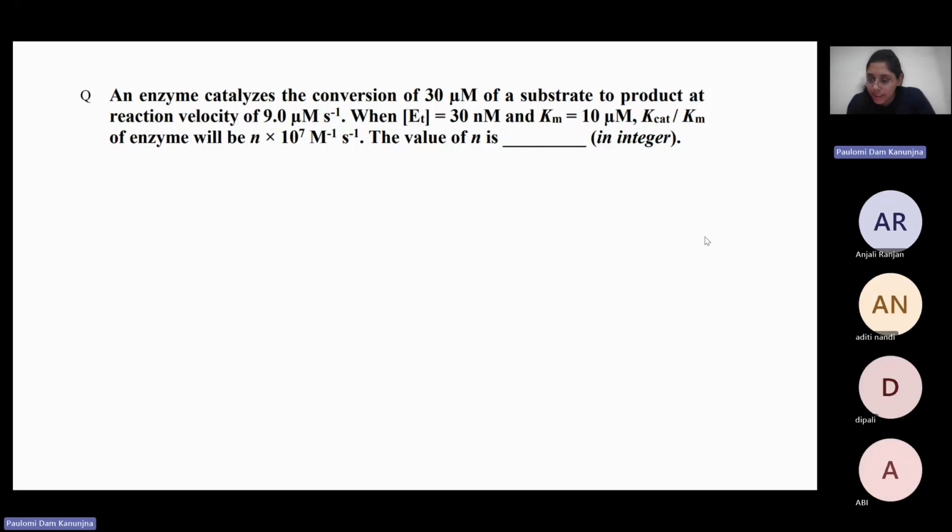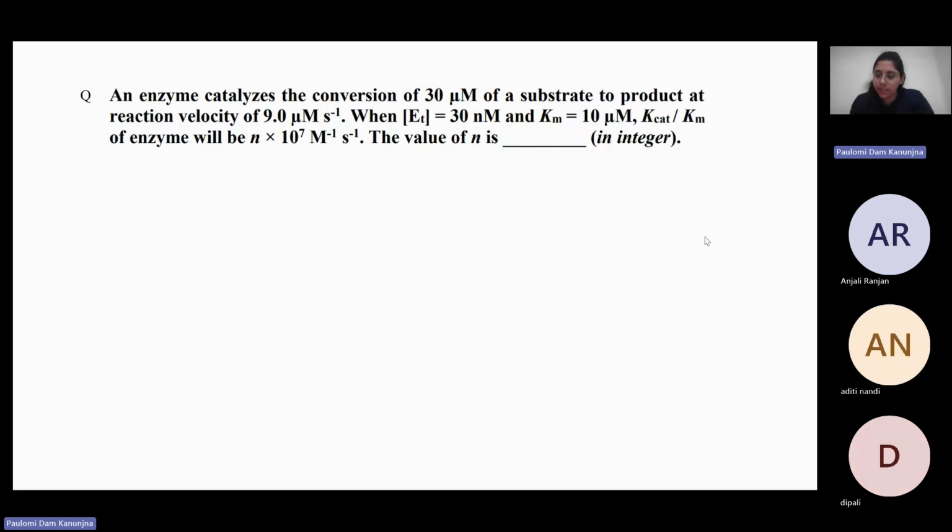Okay, someone says 30. I will wait for others also to try and attempt. Let me see if anyone has any doubt into this. So you are given V, you are given S, you are given Km. You need to find out what is the value of catalytic efficiency, which is Kcat by Km.